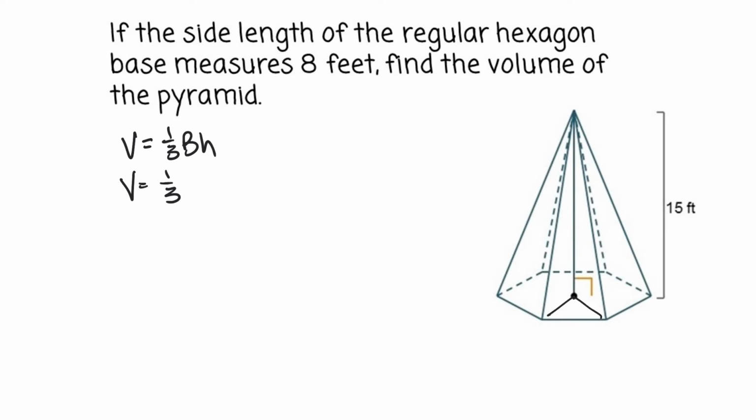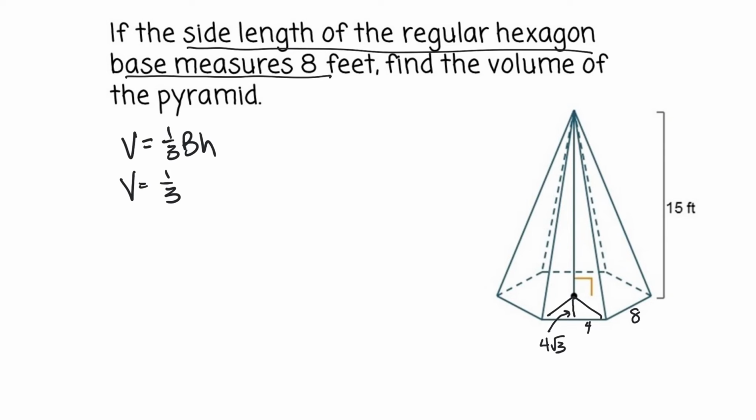We got to think about that right triangle, or I'm sorry, that equilateral triangle in there. So I know it says the side length measures 8 feet. So I know this is 8, which means when I break it in half, this little piece is going to be 4. My apothem is going to be 4 radical 3.